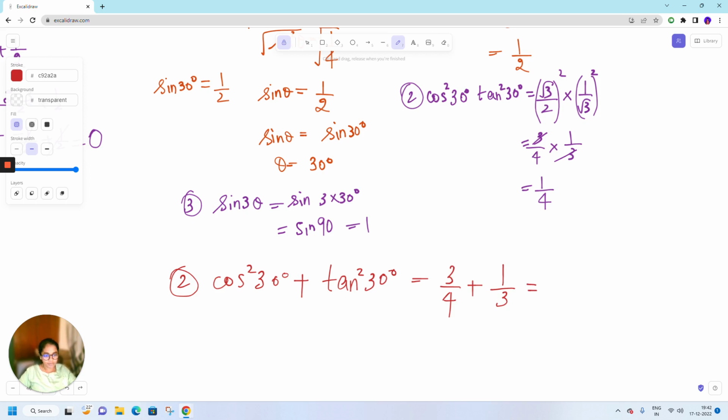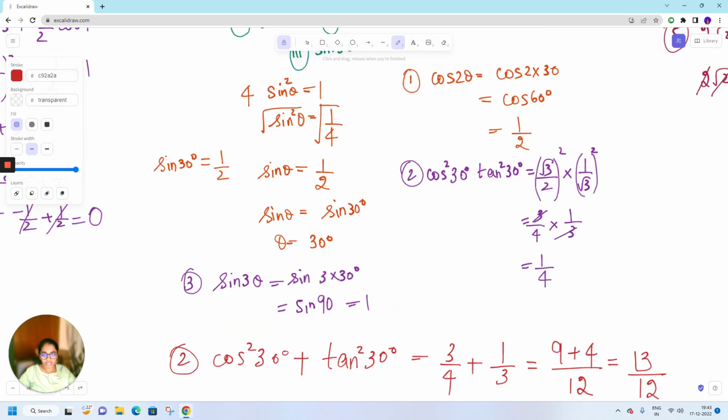Yes, what is the LCM over here? 4 and 3 are completely two different numbers. So the LCM would be just multiplication of them, that is 12. When you have completely different terms, you do cross multiplication. Yes, so that would be 9 plus 4. So the answer is 13 divided by 12.